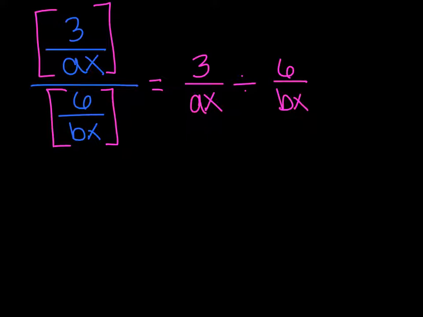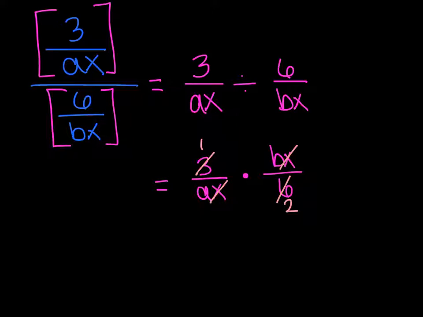Notice I haven't reciprocated anything yet, but I'm going to do that now, and I'm going to do keep, change, flip. Keep the first fraction, 3 divided by ax, change the operation to multiplication, and flip, or reciprocate, that second fraction. Okay, now let's reduce: the 3 becomes a 1, 6 becomes a 2, x divided by x is a 1, and I think that's all I can reduce. If I multiply straight across, 1 times b is b, and a times 2 is 2a, and ladies and gentlemen, we just simplified another complex fraction.